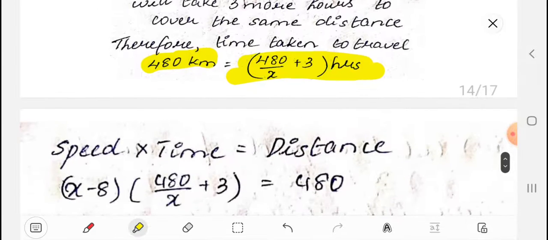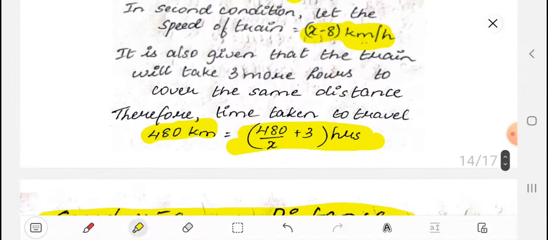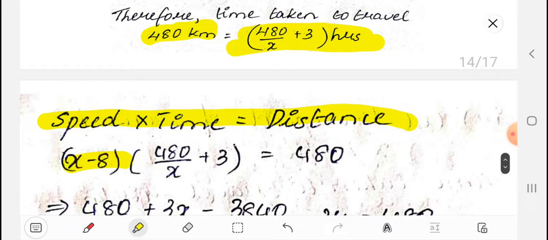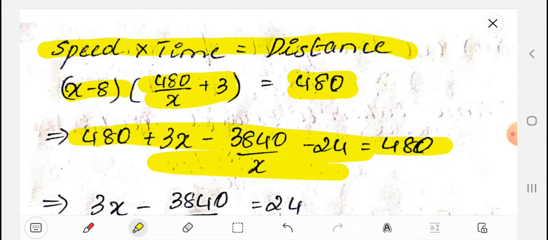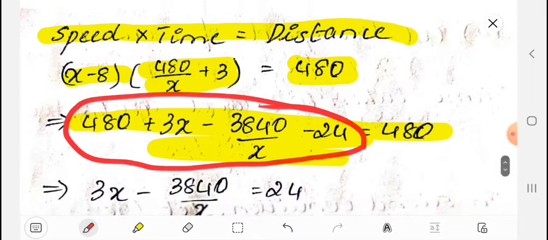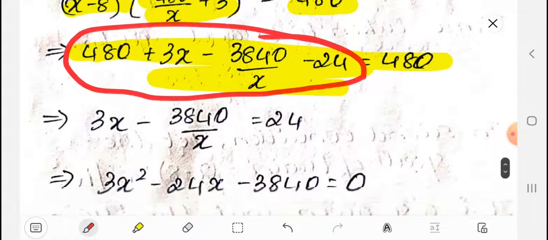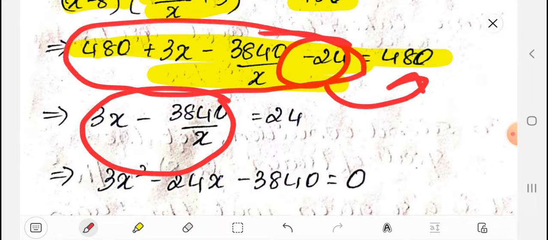We know speed into time is equal to distance. Speed we know is x minus 8. Time we know is 480 divided by x, plus 3. The product of them is nothing but the distance, 480. Simplify it, we get this as our LHS. Upon further simplifying the LHS, we get this, and this 24 is taken to the other side.